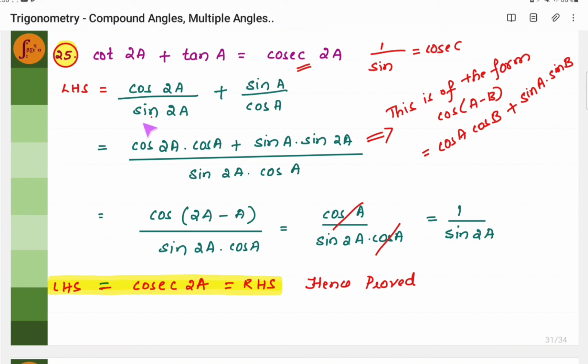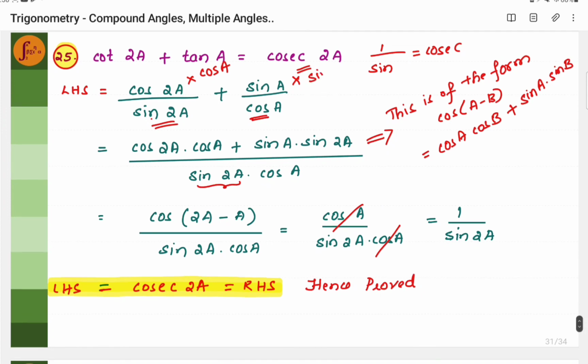Now, we'll substitute. We'll take the LCM. LCM is sin 2A and cos A. To get this particular denominator, here you already have sin 2A, so you have to multiply this with cos A. Only then you will get this particular denominator. So, you have cos 2A into cos A here. Now, what should you multiply sin A with? Here you have already cos A in the denominator. You should get sin 2A into cos A, so you should multiply with sin 2A. Only then you'll get this particular denominator. Now on multiplying, you'll get this term.